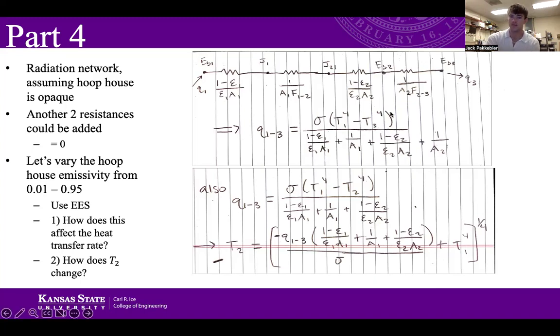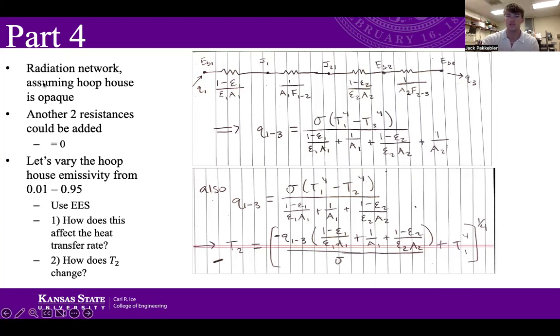Solving for this, where we'd have the top being our driving potential from the Stefan-Boltzmann law, and the resistances on the bottom, we can solve for the heat transfer rate from Q1 to 3, which should be from the ground all the way to the sky, going through the hoop house, which is my surface 2. Another thing you could do is solve for T2, because we don't know that parameter yet.